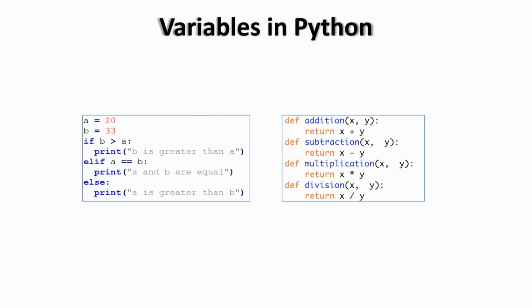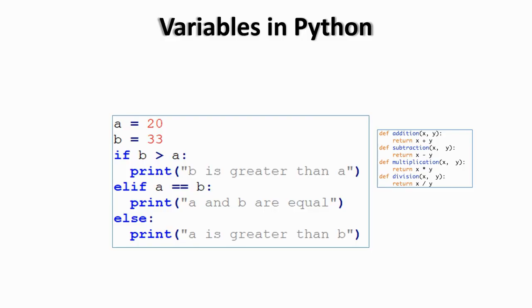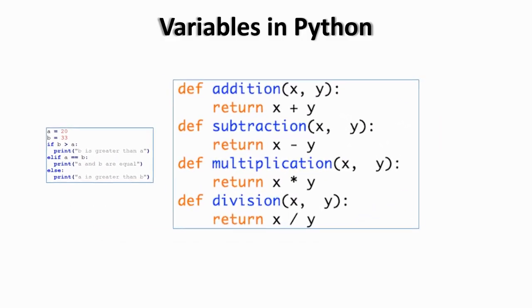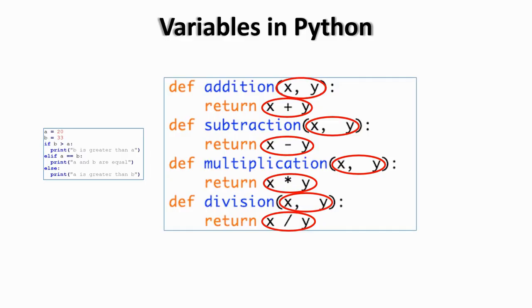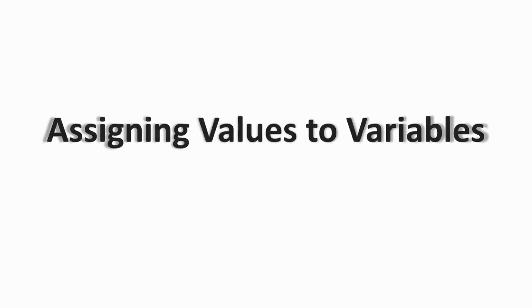Variables in Python. A variable in Python is a named memory location used to store data during program execution. A variable can store only one data set at a time. When new data is assigned to the variable, the old data is overwritten.